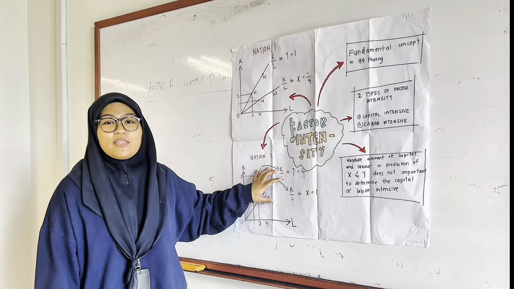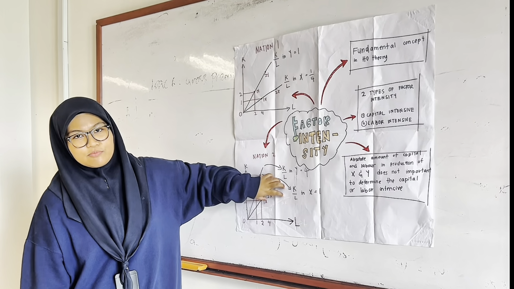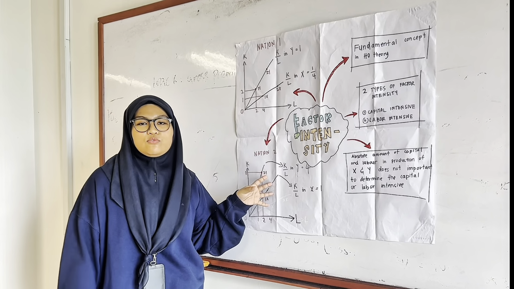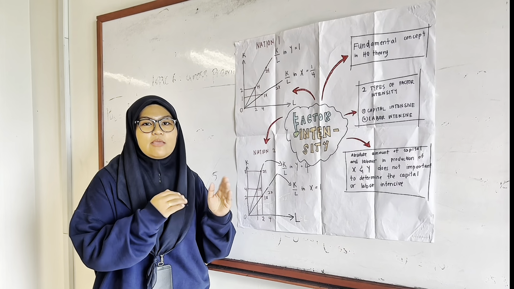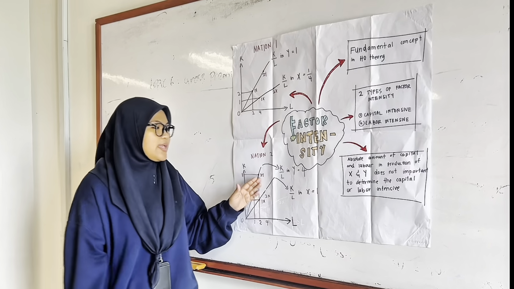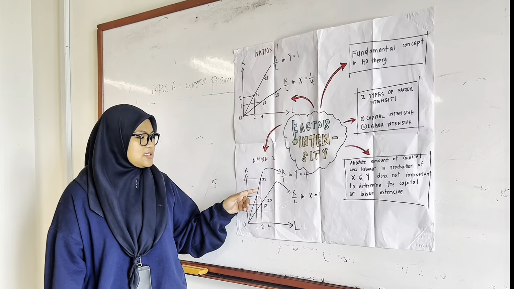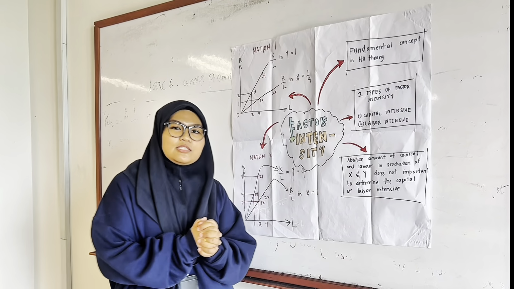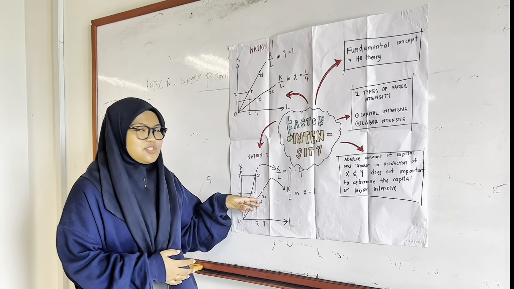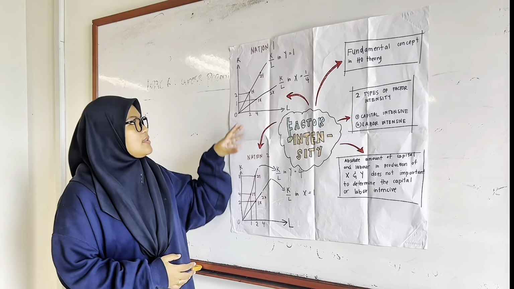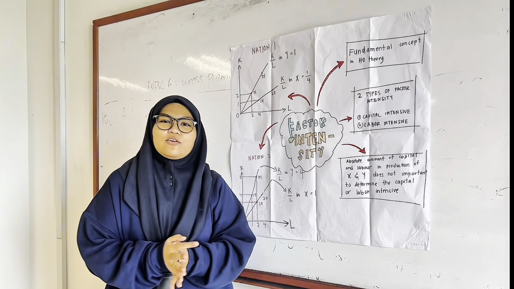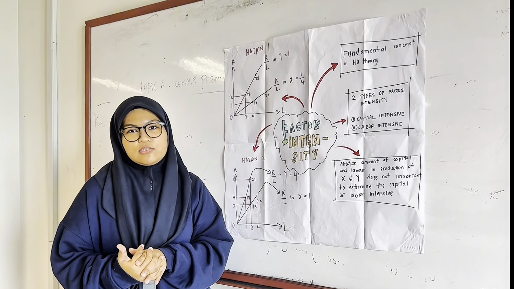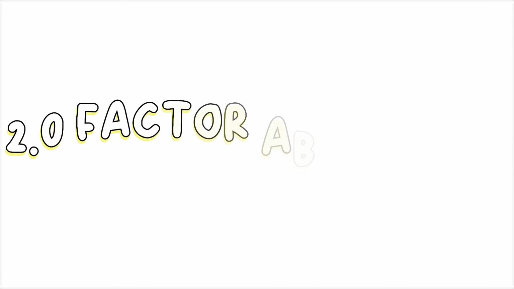And because capital is relatively cheaper in nation 2, the producers in nation 2 tend to use more capital than labor, which makes commodity Y in nation 2 capital intensive rather than labor intensive. But the question now is, why is capital cheaper in nation 2 rather than nation 1? We will answer your question in the next section, which is factor abundance.